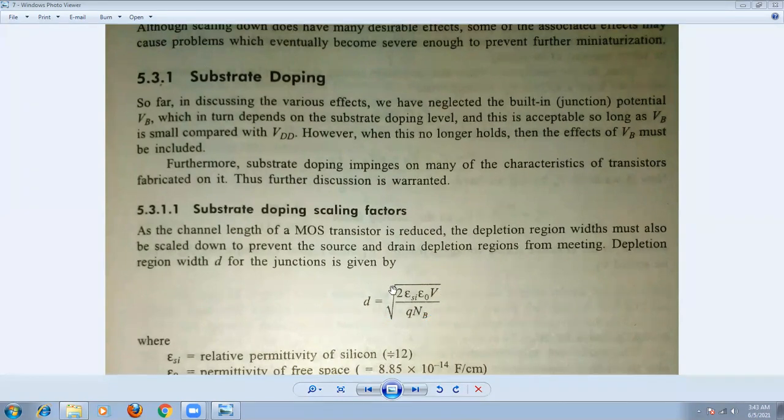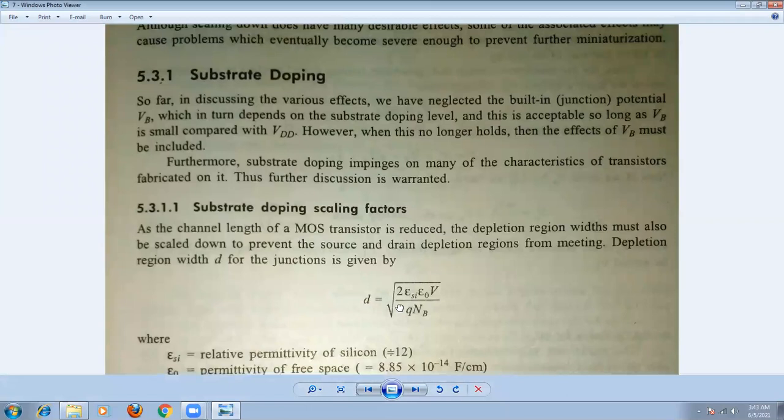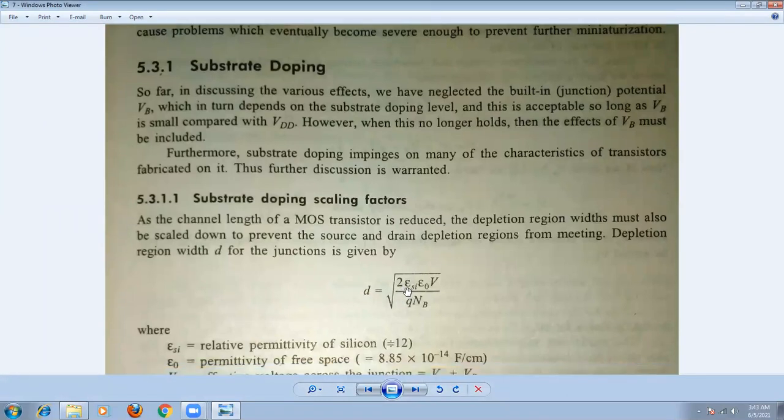So just remember, here D is equal to the square root of 2 epsilon Si, that is the permittivity of the silicon material, and epsilon naught, the absolute permittivity, into V. V is the applied voltage, we will discuss that now, divided by Q and Nb, where Nb is the doping concentration of the bulk material. The bulk is also known as the substrate, right?